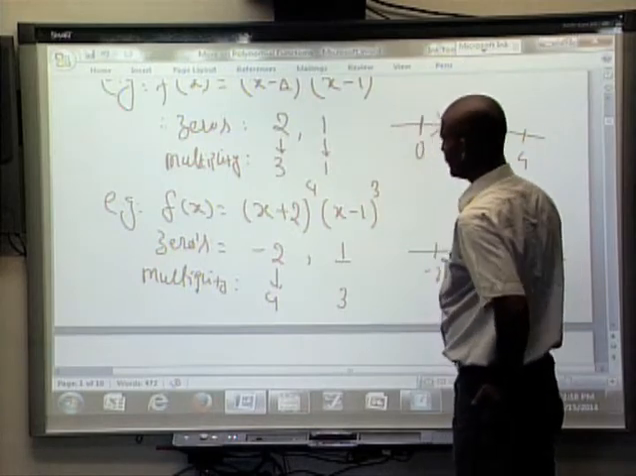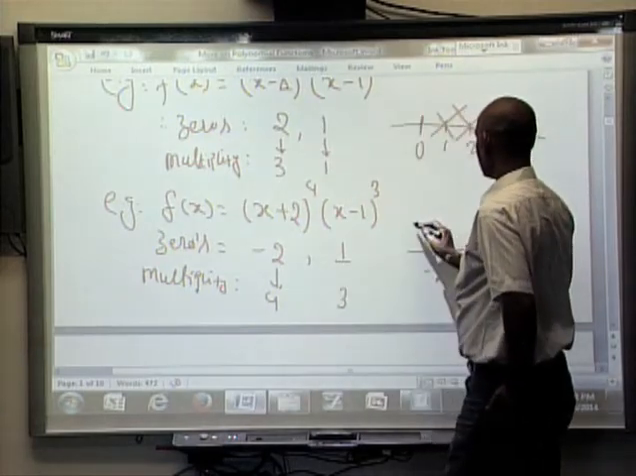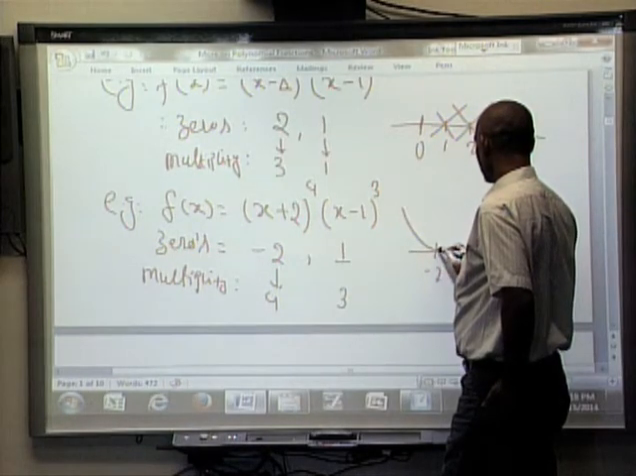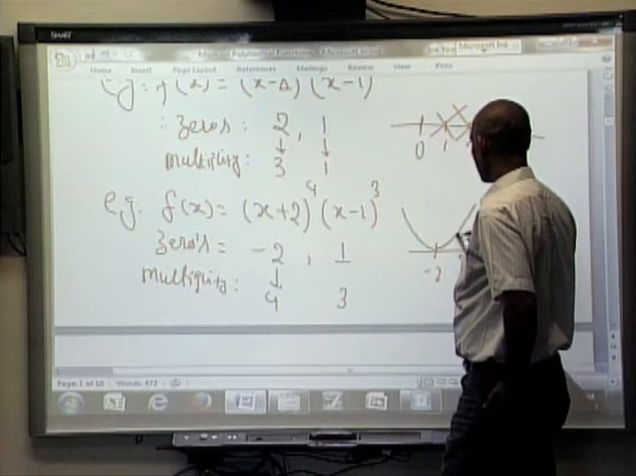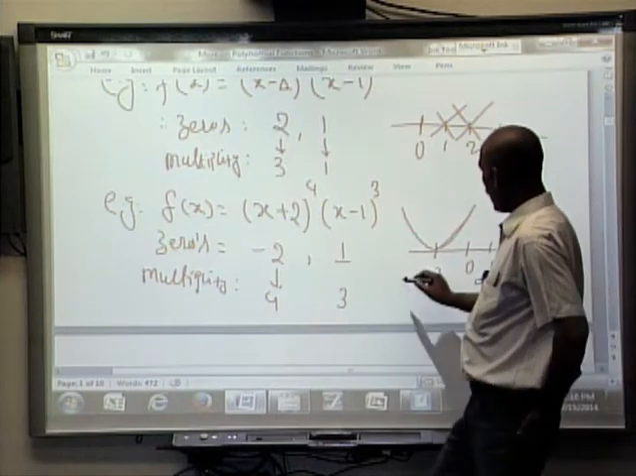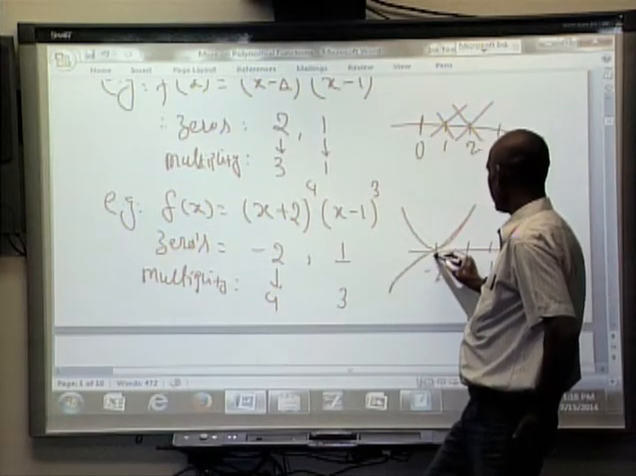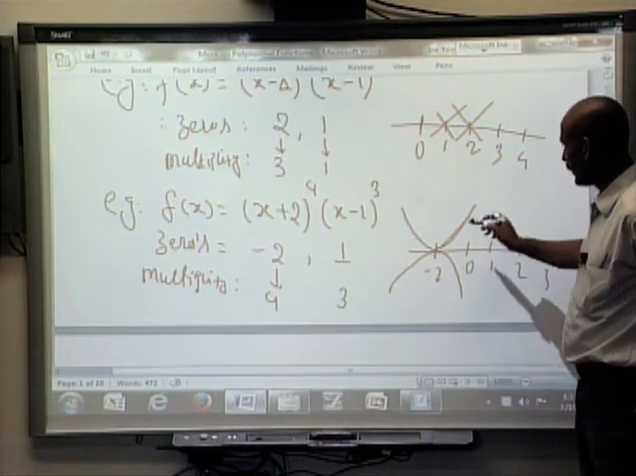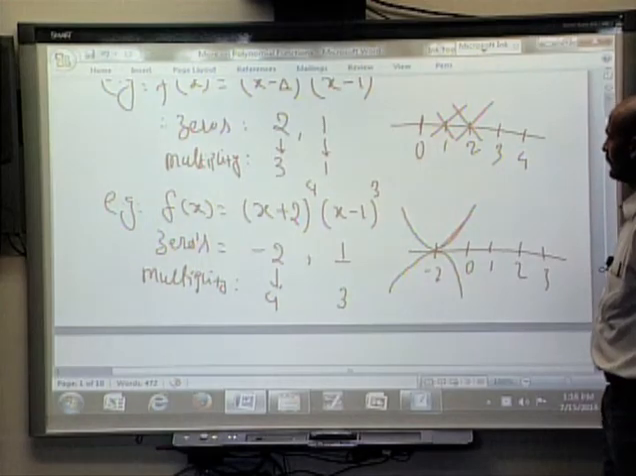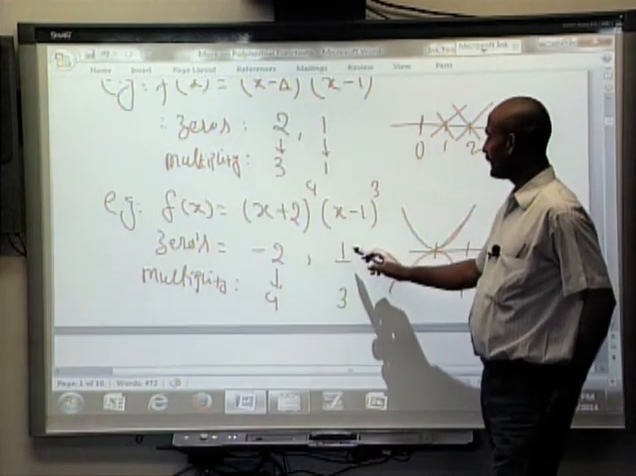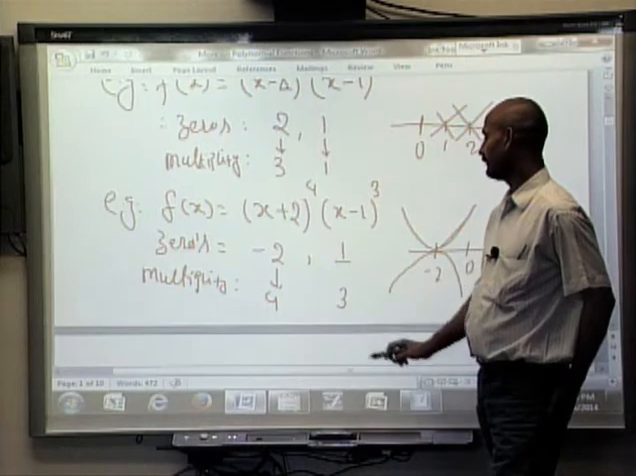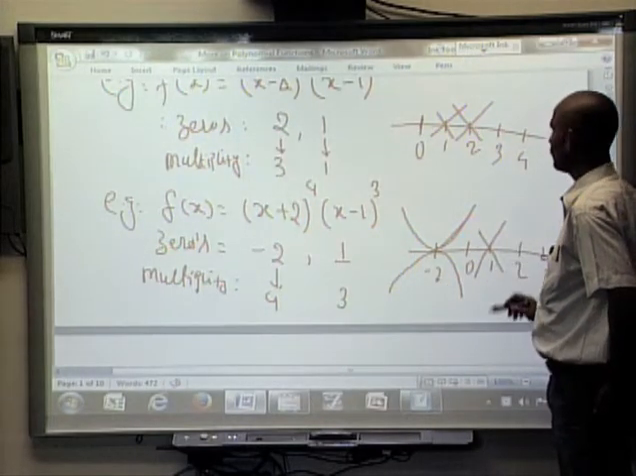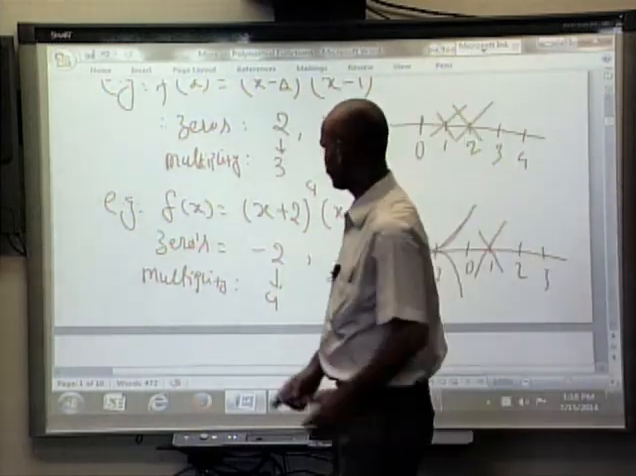What should happen is at even multiplicity, the function might do this. It will come around, touch at the zero, and turn around either this way, or this is also possible. We need to know the end behavior to know which exactly it is, but one of the two should happen. Similarly, the multiplicity of the zero 1 is 3. This is an odd number. So, at 1 the graph should do either this or this.